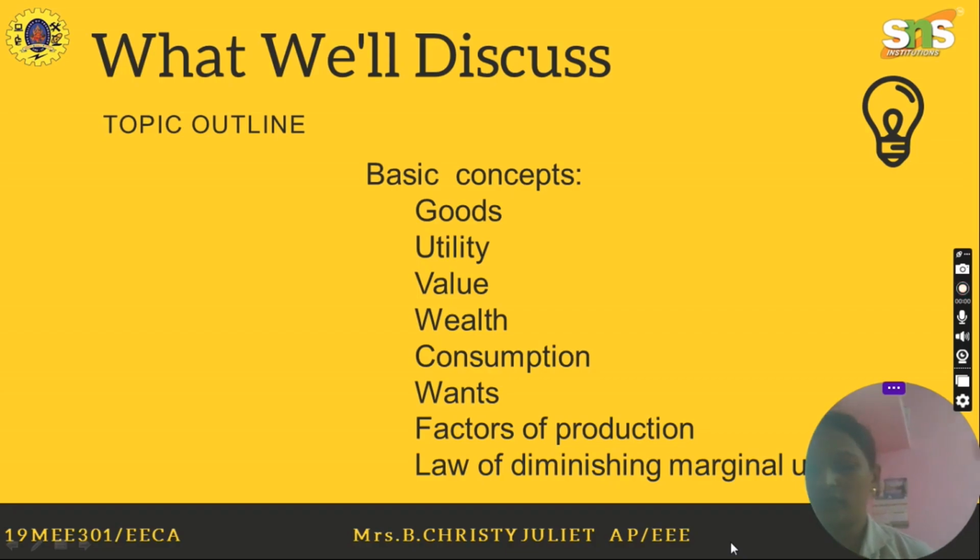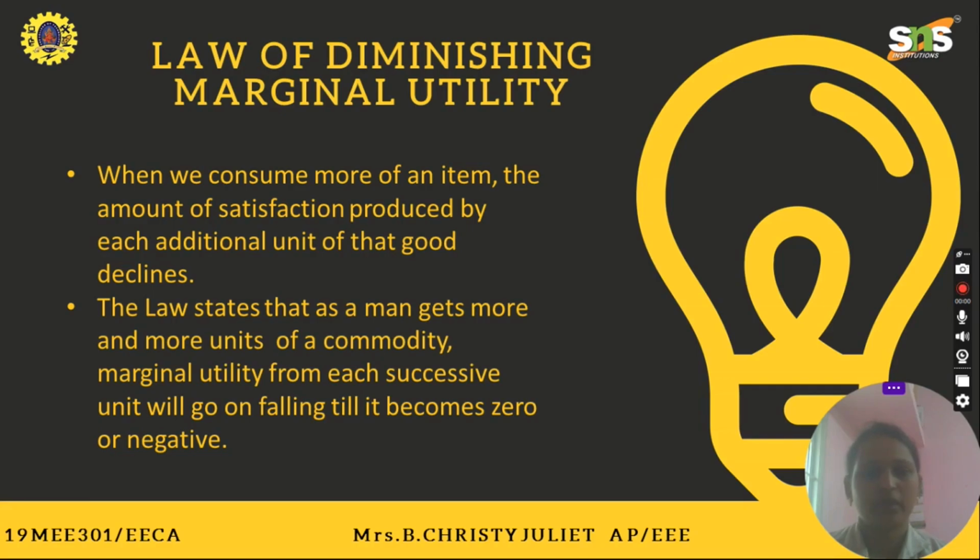In today's video we are going to discuss the law of diminishing marginal utility, which is a very important concept in engineering economics. Now let's see what is meant by the law of diminishing marginal utility. When we consume more of an item, the amount of satisfaction produced by each additional unit of that good declines. The law states that as a man gets more and more units of a commodity, the marginal utility from each successive unit will go on falling till it becomes zero or negative.